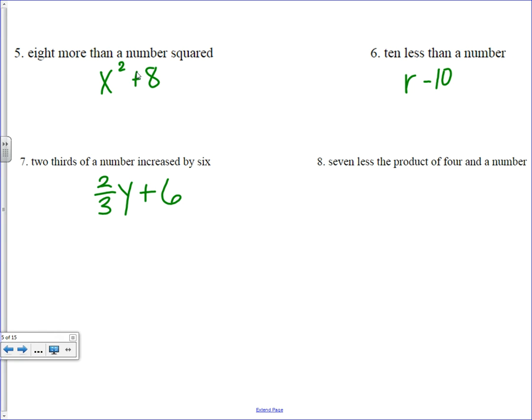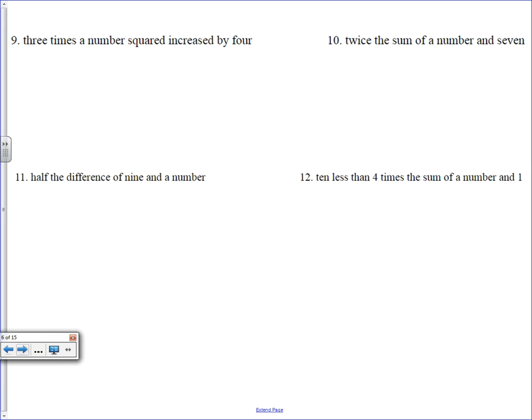7 less the product. Now you guys see, that doesn't say less than, does it? It just says less. So do I need to switch it here? Nope. 7 less the product of 4 and a number. How do you show the product of 4 and a number? Multiply. 4n. Sounds good. Okay. I only got a couple more in this section.